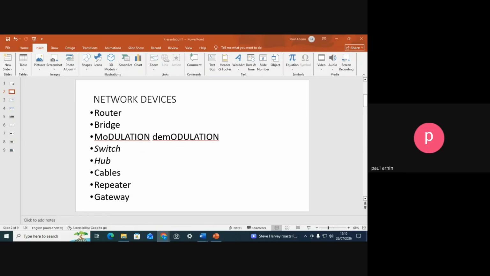Yes, please. Okay. So, sir, please, how do you differentiate between the gateway and then the server?